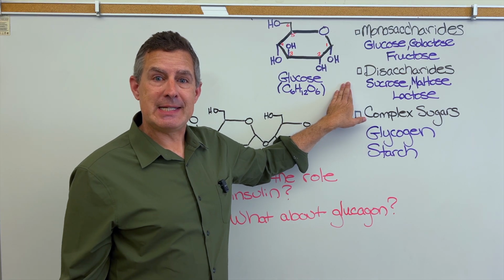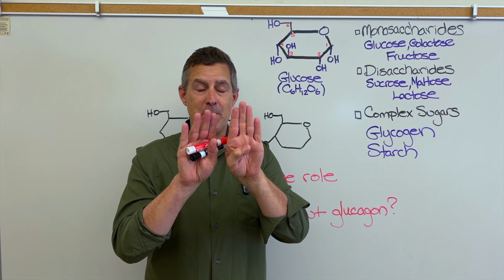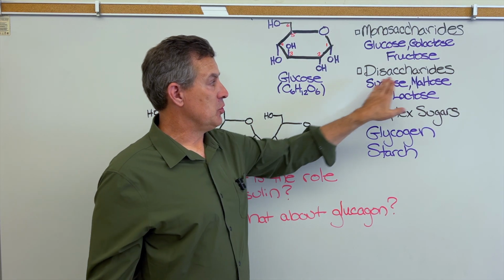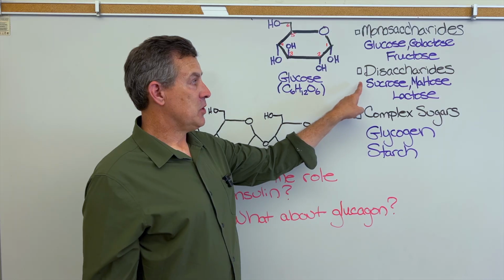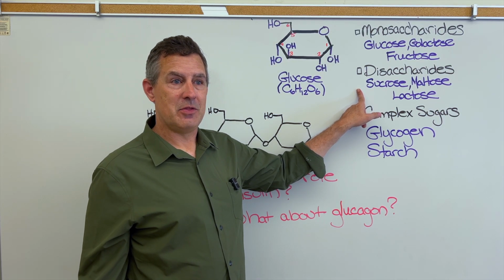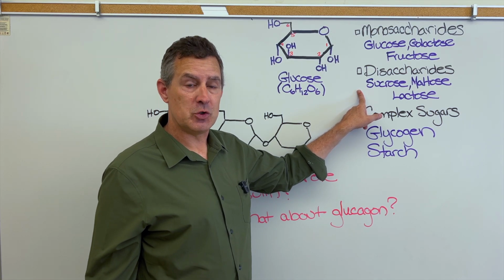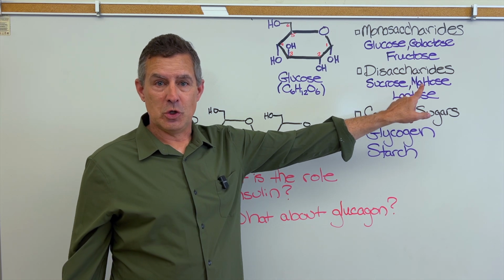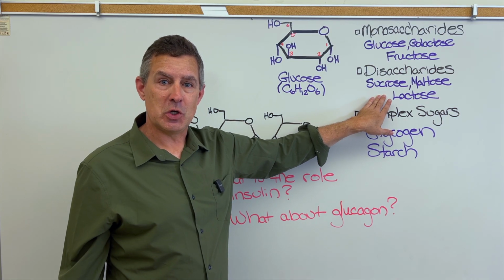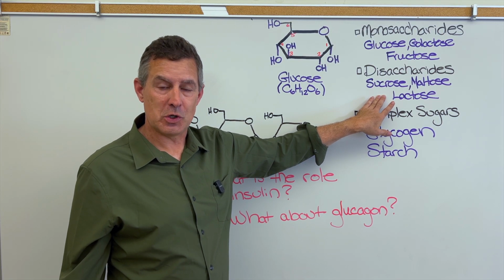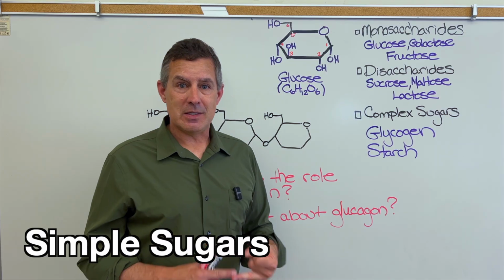Then we have what are known as disaccharides, which are 2 monosaccharides covalently bonded to each other. Sucrose, maltose, and lactose are the disaccharides. Sucrose is a disaccharide that results from 1 glucose molecule covalently bonded to 1 fructose molecule. Maltose is 2 glucose molecules bonded to each other, and lactose is 1 galactose molecule covalently bonded to 1 glucose molecule. So these simple sugars are the monosaccharides and disaccharides.